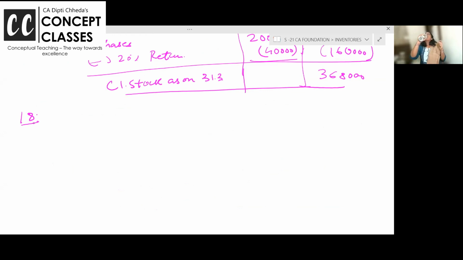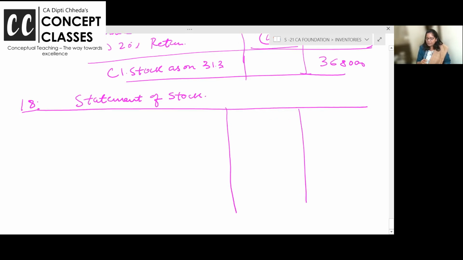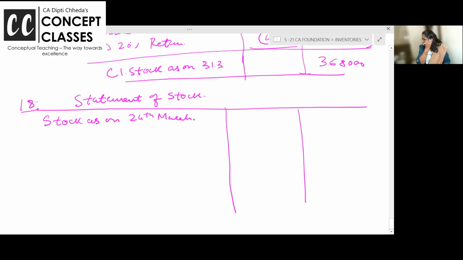Chalo. Eighteenth sum. Statement of stock. Stock as on 24th of March, 2 lakh.